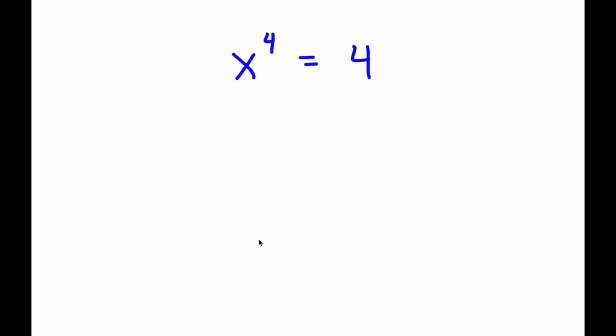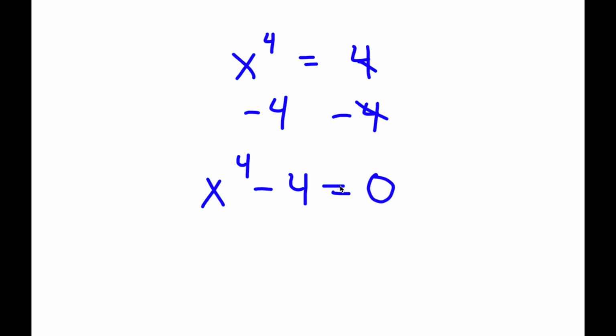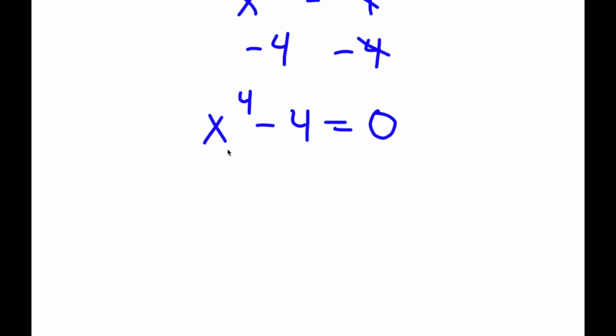Alright, so in this problem, I have x to the power of 4 is equal to 4. So to solve this problem, I'm going to first go ahead and subtract 4 on both sides. So then these two cancel out, and I'll be left with x to the power of 4 minus 4 is equal to 0. Now I can rewrite x to the power of 4 as x to the power of 2 times 2. So now I have x to the power of 2 times 2 minus 4, which I can rewrite as 2 to the power of 2. So I have this is equal to 0.